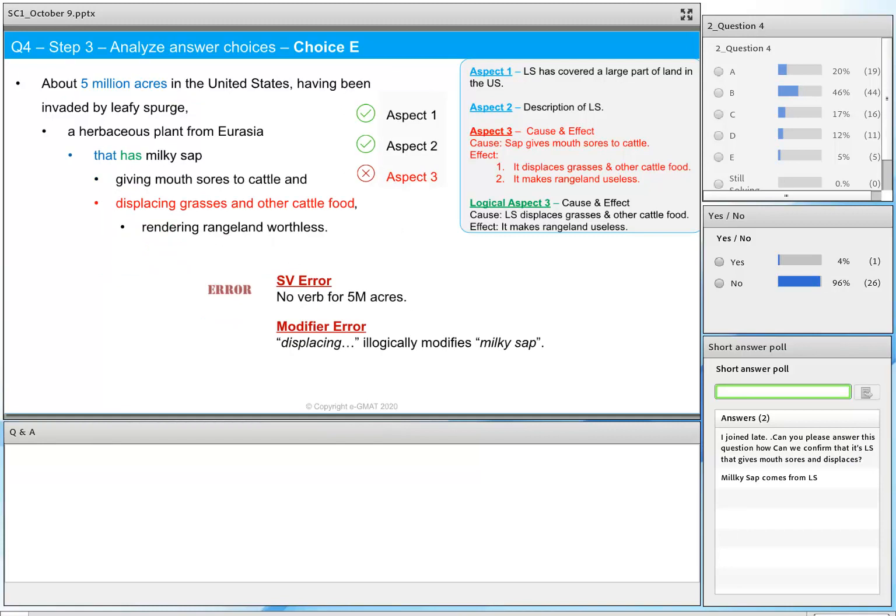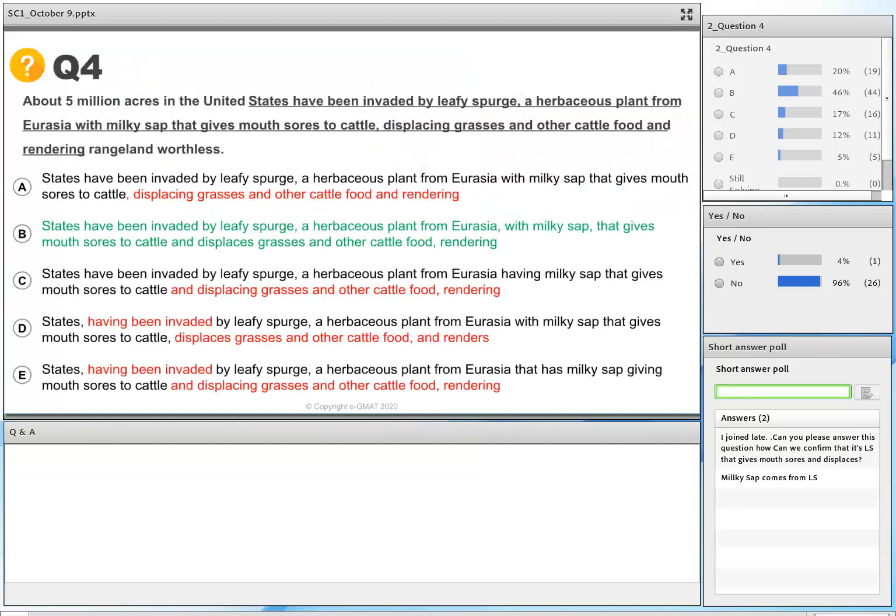Choice E repeats that missing verb error for my subject, 5 million acres. And once again, it does not make sense to say that it is the milky sap that displaces grasses and other cattle food. So that's definitely an error. And once again, rendering rangeland worthless, I don't know what this comma plus verb-ing modifier is associating with. So for these reasons, we rejected choices A, C, D, and E, and choice B indeed is my correct answer choice.